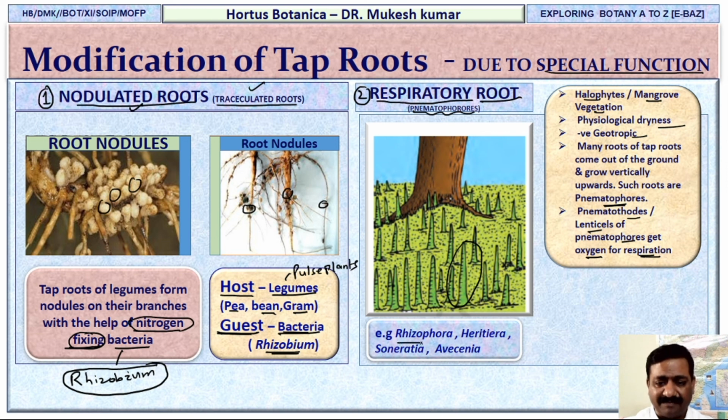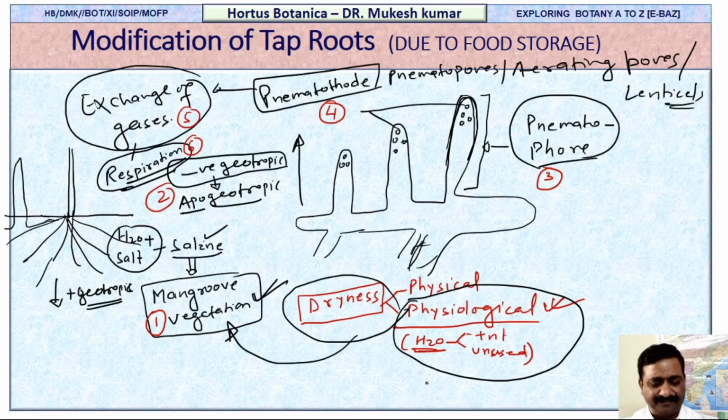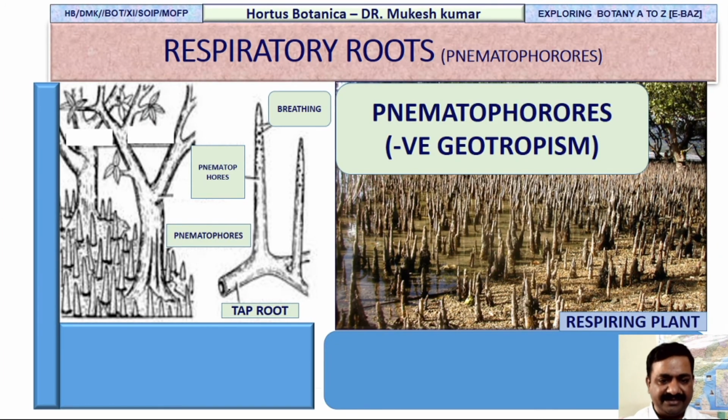And the very good example given in our NCERT is Rhizophora. Apart from that, it is found in Heritiera, Sonneratia and Avicennia. Sonneratia is very commonly found in the belt of the Kolkata Sundarban. It's also known as Sundari, right? Now see the condition. These are the taproots. See how it is going up. Okay, nematophores are there. These are also nematophores, right? And you will find as a strip this structure, and these are the nematopores.